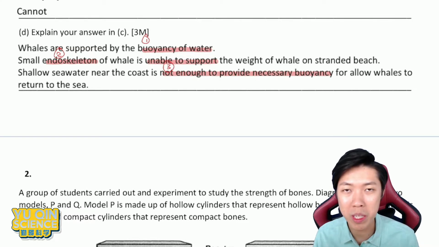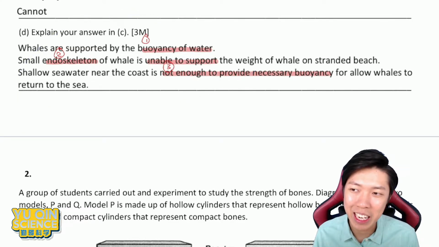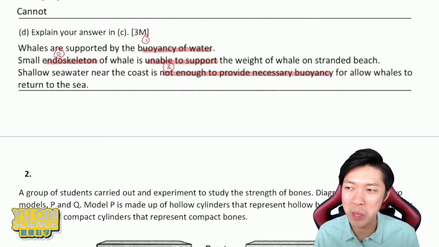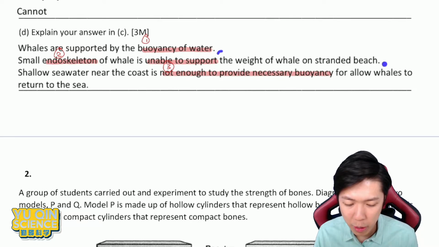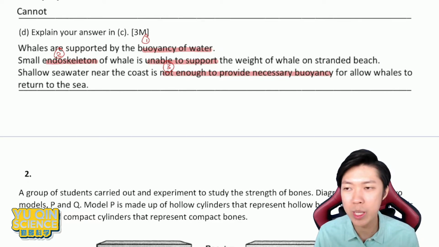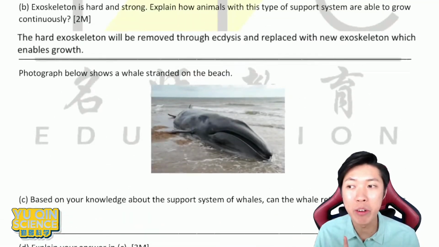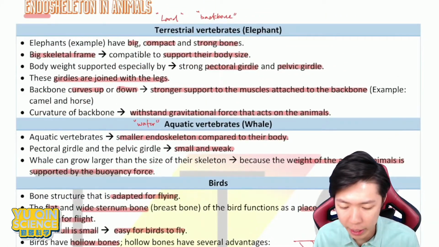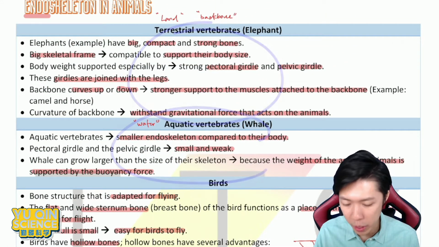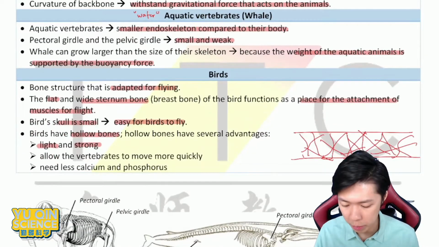Maybe this is very long for you, right? But I think this is kind of medium. Not a super short answer, but medium. But you don't have to write paragraphs. Just full stops, just sentences. Don't worry. Okay? Cool. That's the first type of comparison, terrestrial versus aquatic. The second type will be compact versus hollow bones for the birds.